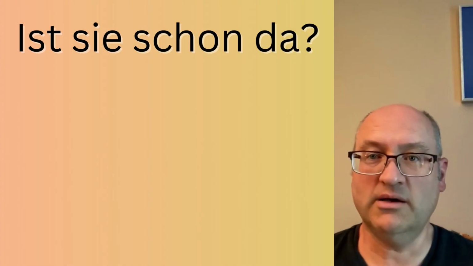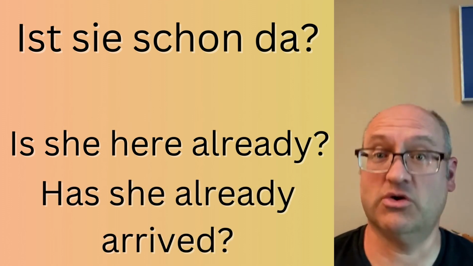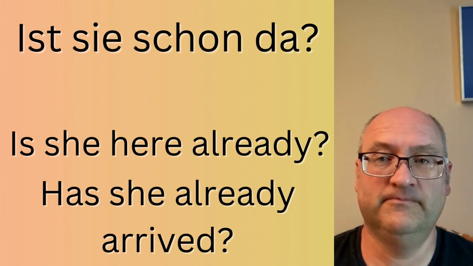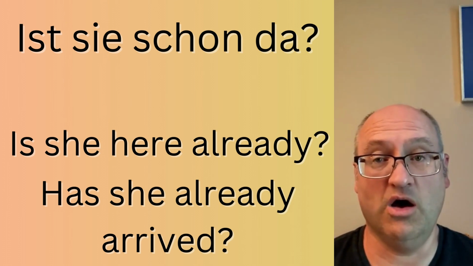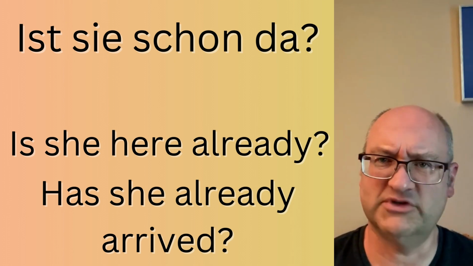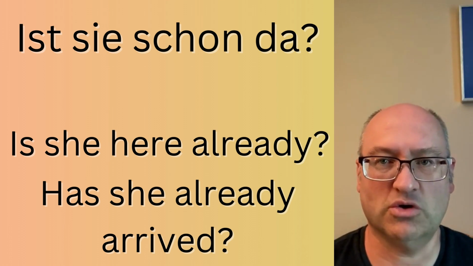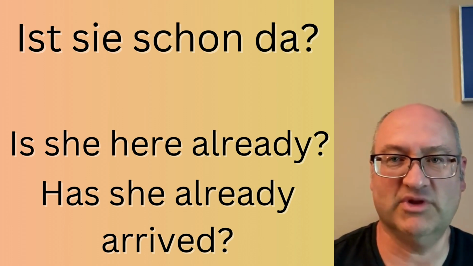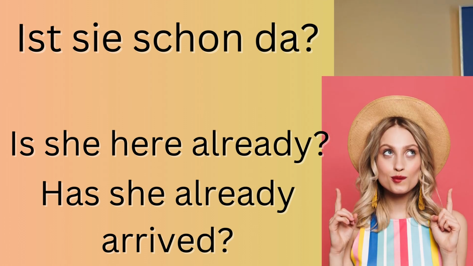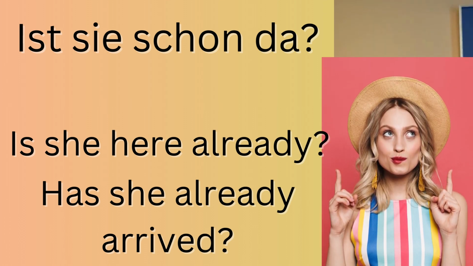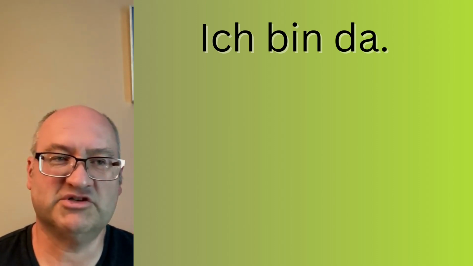"Ist sie schon da?" Is she here already, or has she already arrived? Again, we have the idea of a place, but also a time, like at what point of the immediate future or present in relationship to the future will I see this person appear? "Ich bin da" means as much as "I'm here."